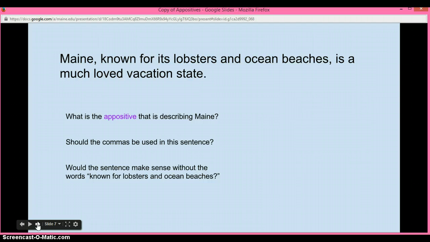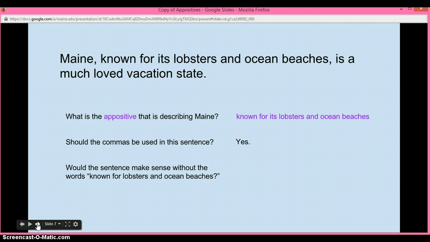So what is the appositive that is describing Maine? Maine is our noun, or more specifically, our proper noun. So what's describing it? The appositive is known for its lobsters and ocean beaches. So should we use commas in this sentence to separate out the known for its lobsters and ocean beaches? Is that correctly done in the top example?